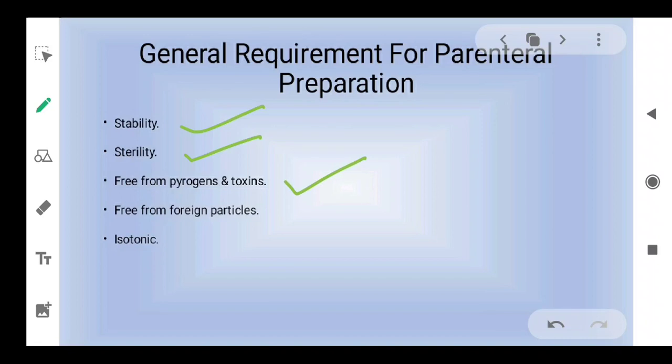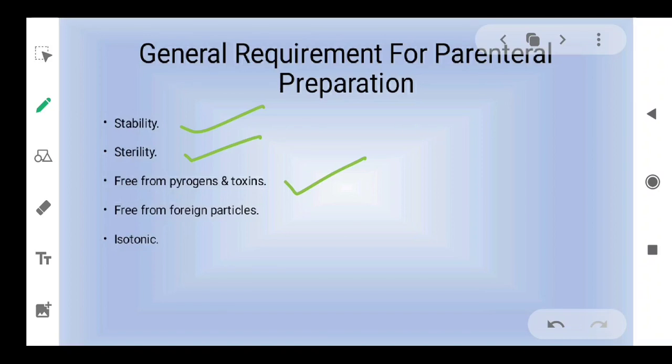Next point is free from pyrogen and toxin. As I said, pyrogens are metabolic products of microorganisms, and they cause a rise in body temperature. It may cause fever. These are a few symptoms that show your injection is contaminated with pyrogen. So the formulation should be free from pyrogen. For this, the LAL test is done for quantitative detection of bacterial endotoxin in all parenteral products.